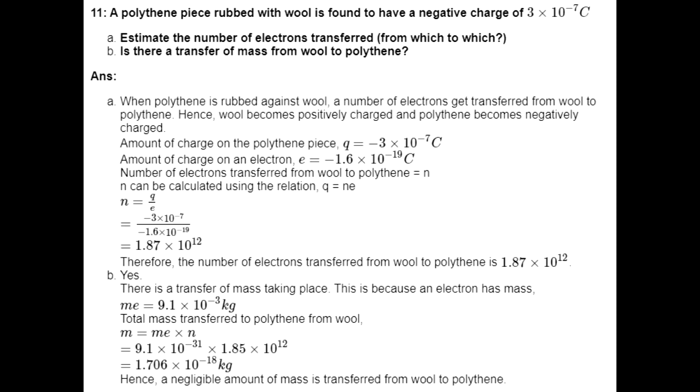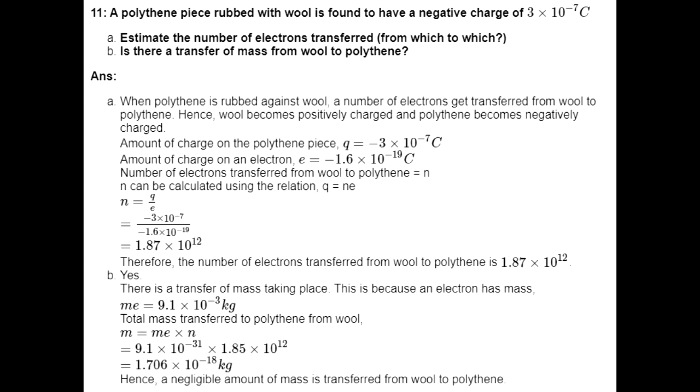The amount of charge on the polythene piece is Q = −3 × 10⁻⁷ coulomb. The amount of charge on each electron is −1.6 × 10⁻¹⁹ coulomb. So according to the relation Q = N × e, N = Q/e. Putting in the values, you get around 1.87 × 10¹² electrons transferred from wool to polythene.